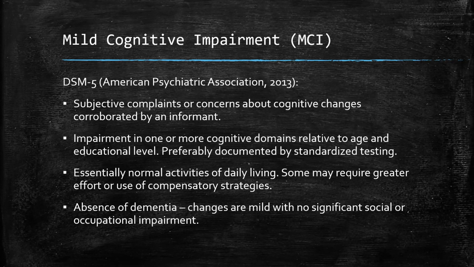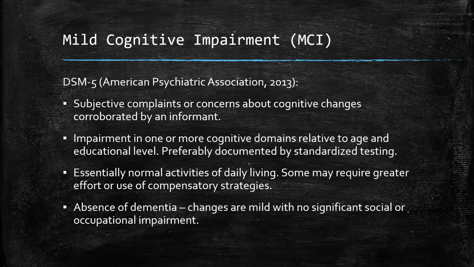Preferably, this is documented by some sort of standardized test, but as we've talked about, and as you know, there can be some barriers with that. Someone with MCI has essentially normal activities of daily living, but some of their activities might require greater effort or use of compensatory strategies. So someone with MCI could still be working, functioning, doing all of their daily things, but maybe now they had to start using a daily planner or calendar to keep track of what they're doing, or some sort of reminder app or something like that.